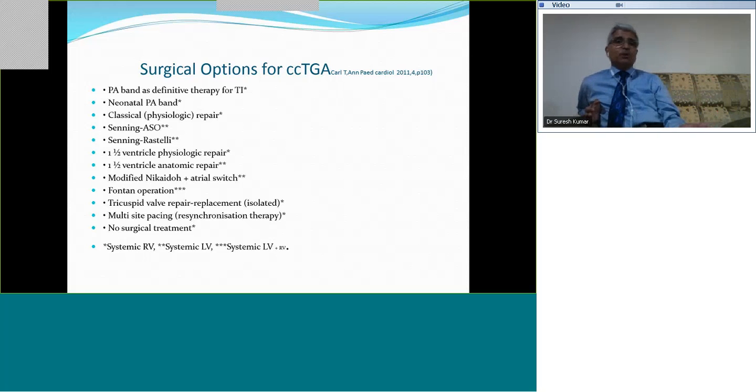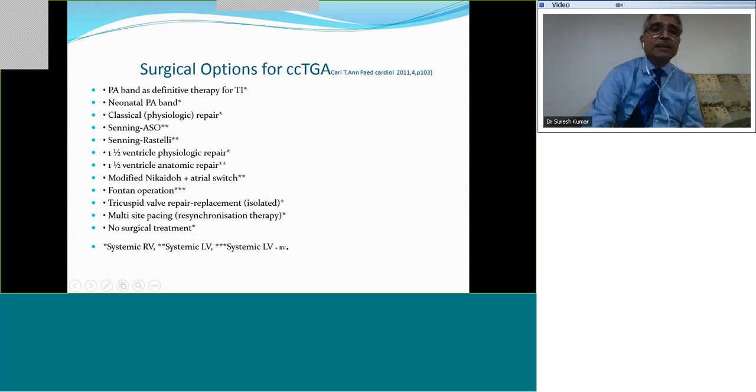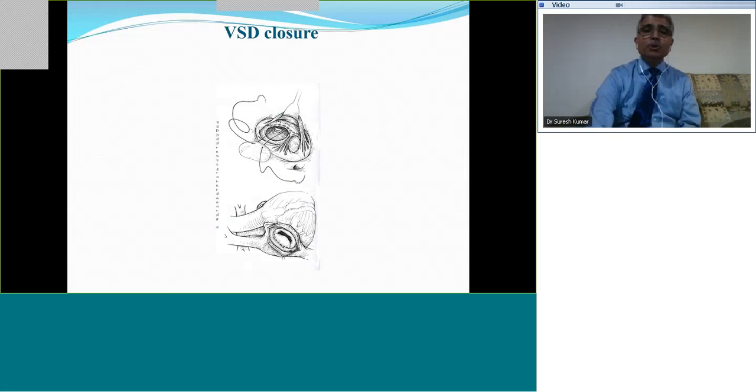Many patients may not require a surgical treatment also. In this list, with one asterisk, we have indicated what is the systemic ventricle. The systemic right ventricle is with one asterisk, the systemic left ventricle is with two, and if both are there, as in Fontan, you have put 3 asterisks. This is a table by Tom Carl from an article published in Annals of Pediatric Cardiology.